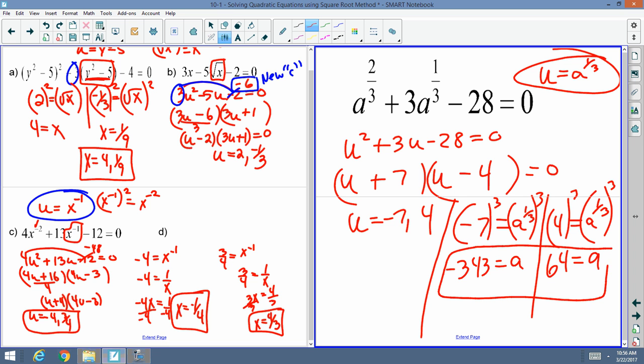And bada bing, bada boom. You know how to use the square root property, and you know how to substitute and solve polynomials that are in quadratic form.